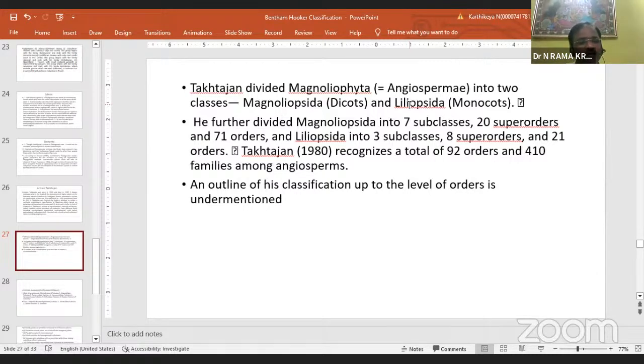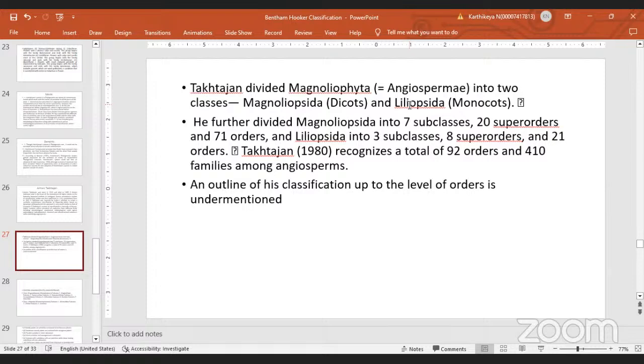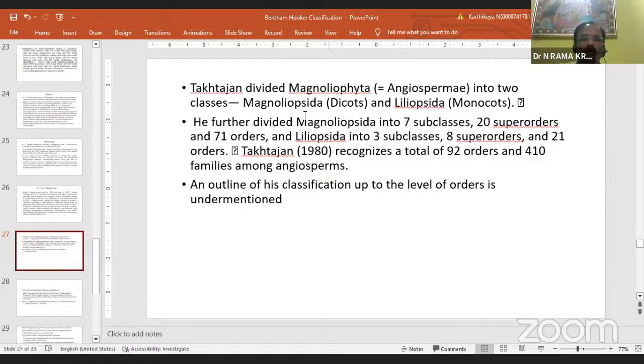I think you know very well, but we are always using only Angiosperms. Instead of Angiosperms, what are they giving? Magnoliophyta. Magnoliophyta means Angiosperms. Is it clear now? Magnoliopsida and the second is Liliopsida. Further, Magnoliopsida, the dicots, is divided into 7 subclasses. And the second point, recognizes a total of 92 orders and 410 families among the angiosperms.